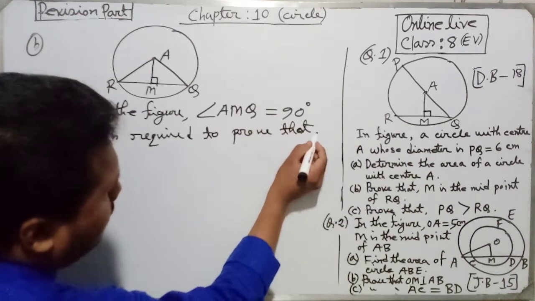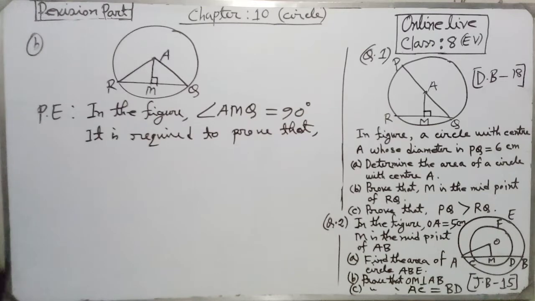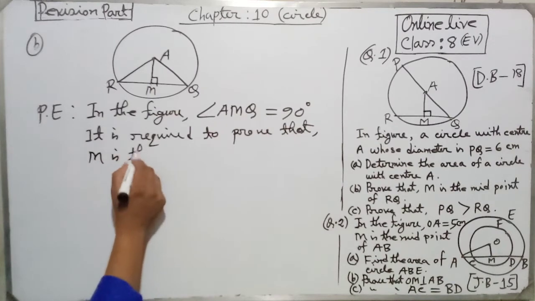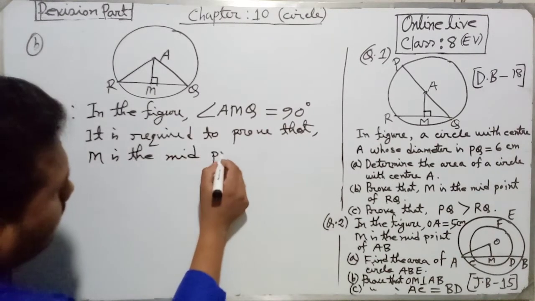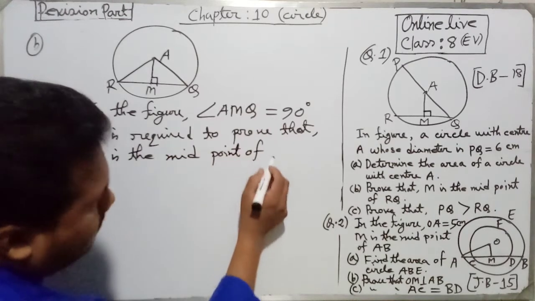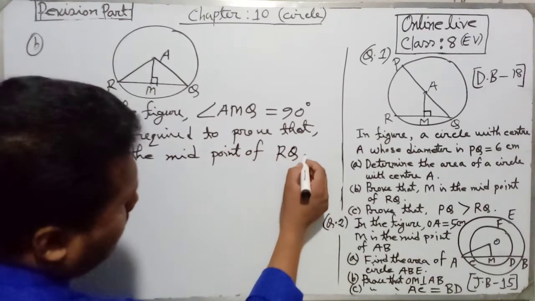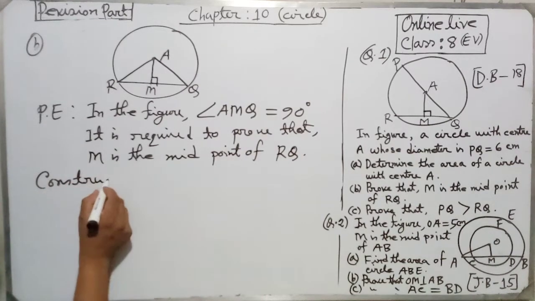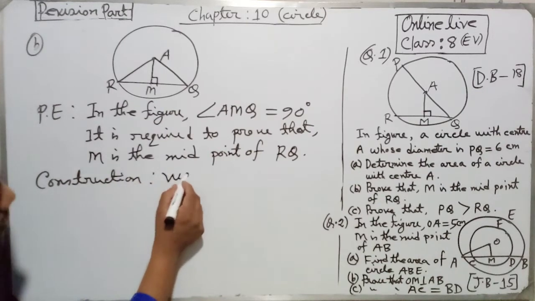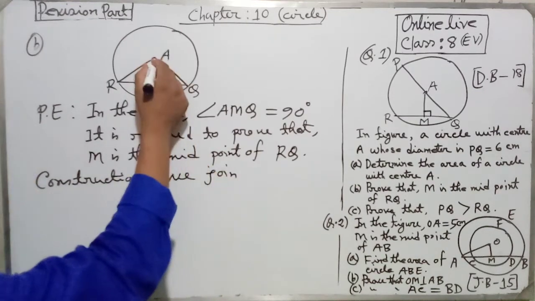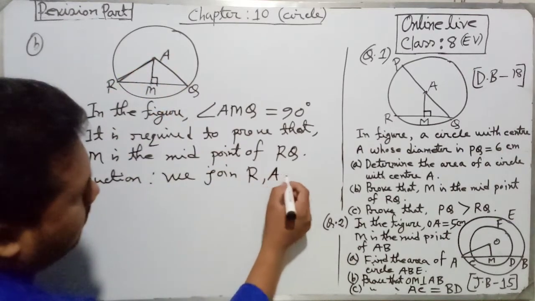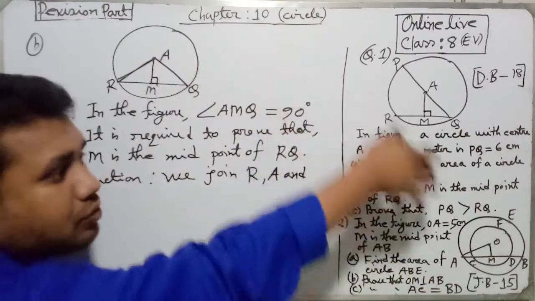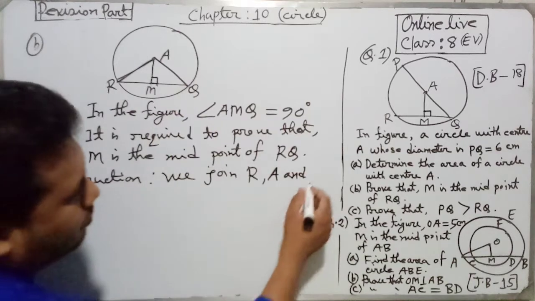Particular enunciation, that means you have to write the question part in your own sentence. So we have to prove that M is the midpoint of RQ. Now our construction, we join RA and AQ. If you say, sir, PQ is already joined, but we need only AQ, so we can say just AQ.